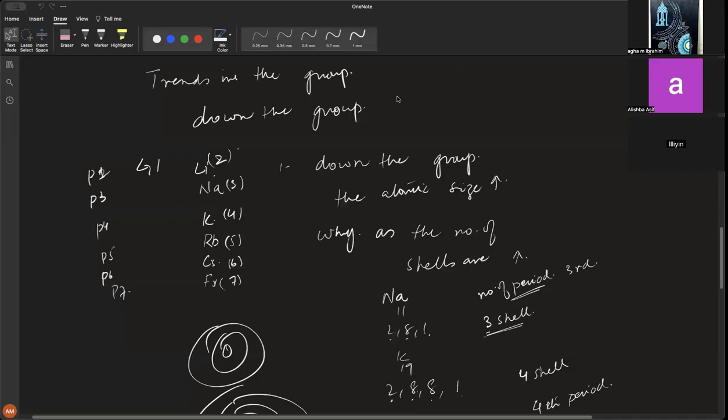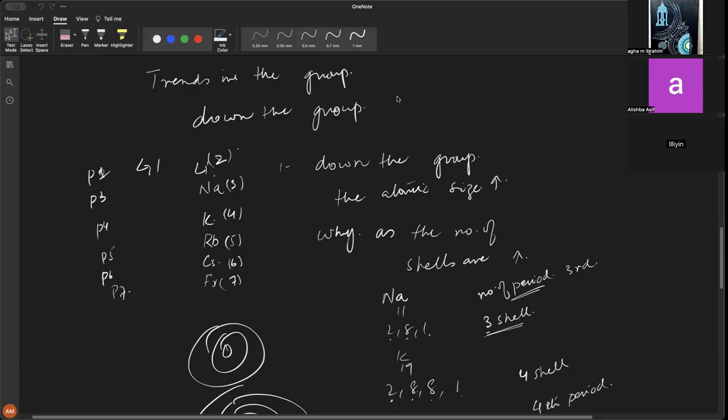Yesterday, we were able to discuss the trends in the periods. We were now going to discuss the trends in the groups, down the group. What are the trends? How the properties and the physical characteristics of atoms and elements change if you go down the group. This is what we are discussing.